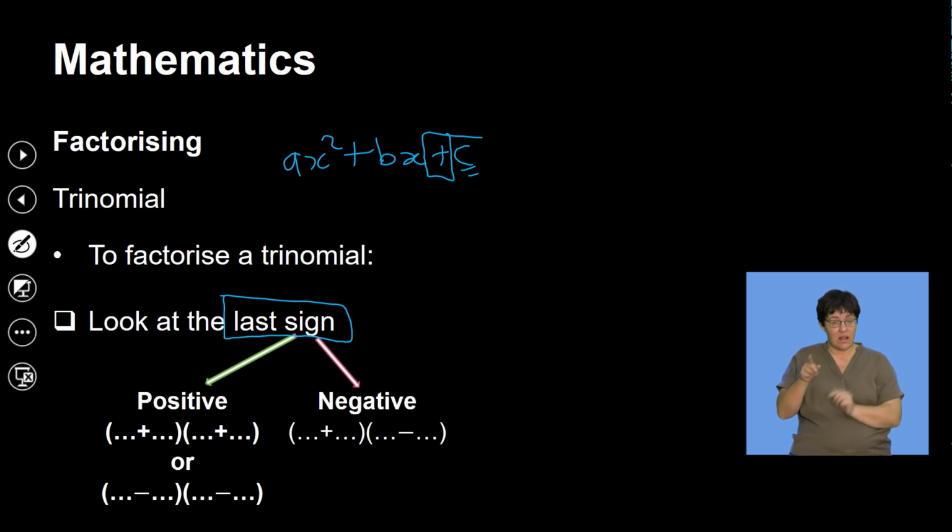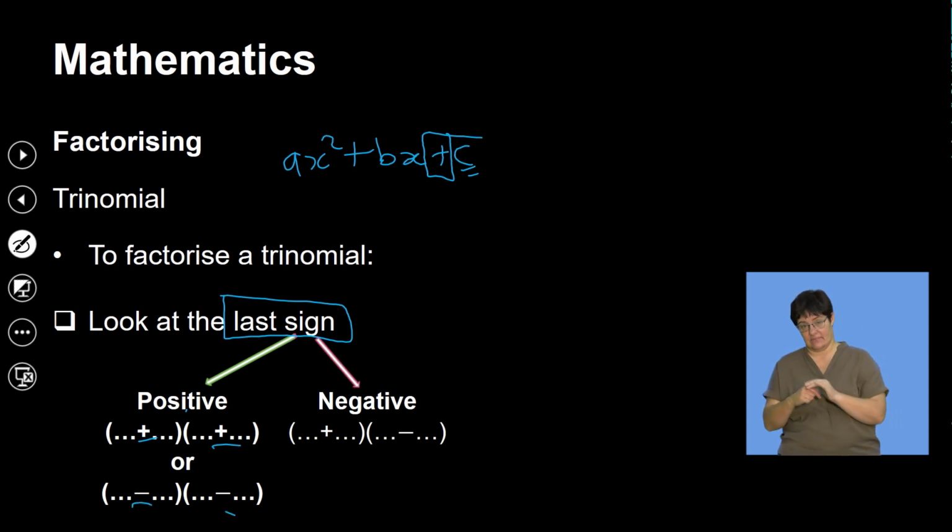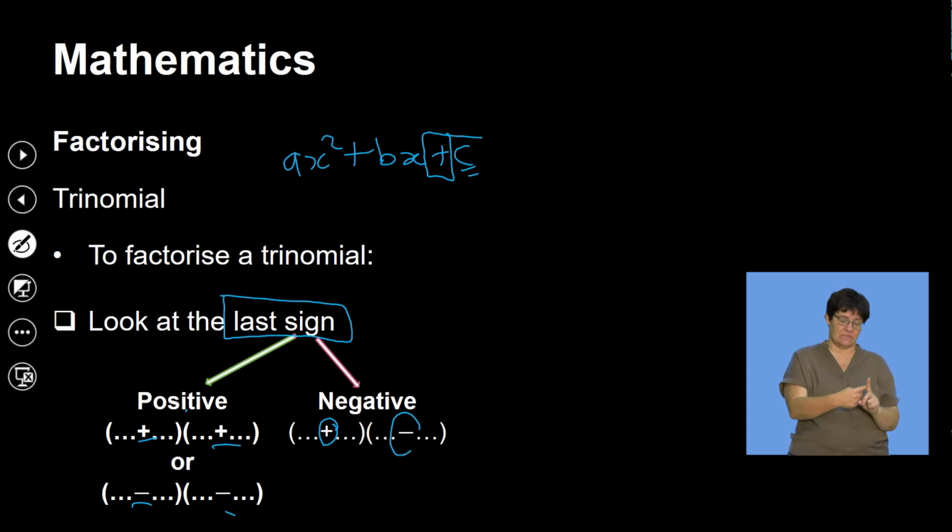If the sign of the last term is a positive, it means my two brackets will be positive and positive or negative and negative. So it's either both positive or both negative, because that's how you get a positive, right? But if the last term is a negative, it is definitely going to be opposite signs, a plus and a minus, or a minus and a plus, depending on which one you want to start with. But my advice to you will be always start with a positive. It makes life a bit easier for you.